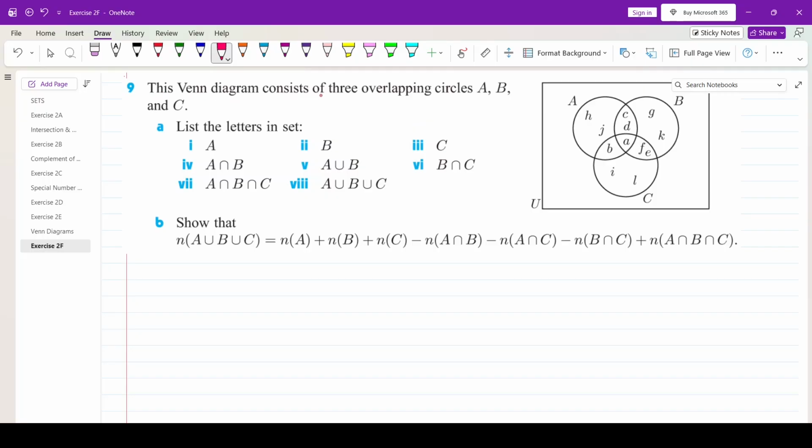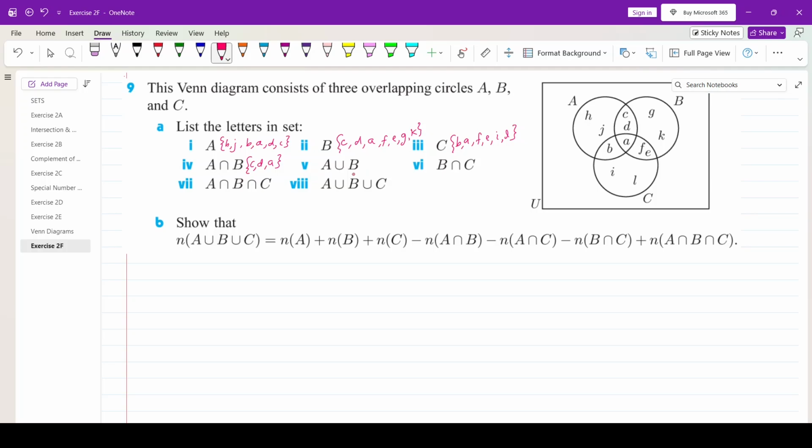This Venn diagram consists of three overlapping circles A, B, and C. List the letters in set A. So that is going to be H, J, B, A, D, and C. Set B will be C, D, A, F, E, G, and K. Similarly, C is going to be B, A, F, E, I, and L. A intersection B is going to be C, D, and A.